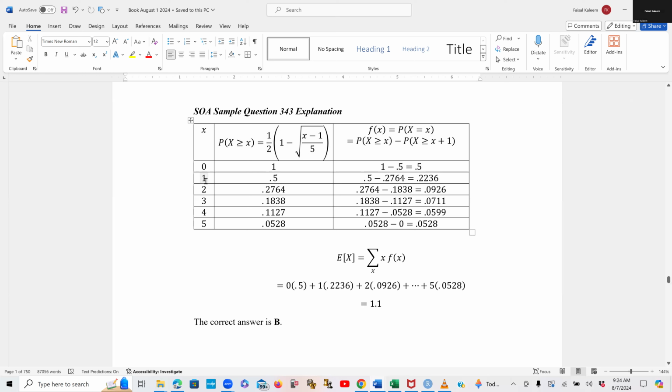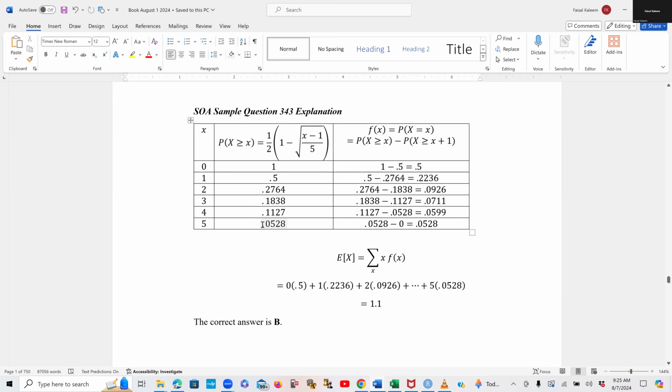Similarly, probability X is equal to 1 will be probability X greater than or equal to 1 minus probability X greater than or equal to 2. The greater than or equal to 1, like we already said, would be 0.5. So for greater than or equal to 2, you would substitute x equals 2 here. You get 0.2764 and so on.